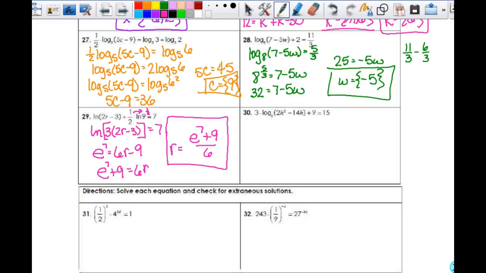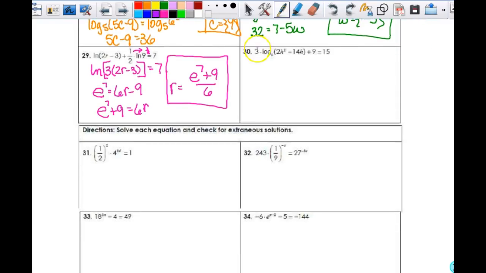Okay, so on 30, if I start by just using my exponent rule for logs, I can totally make this exponent come up here and have this to the 3rd. I would really rather not take that to the 3rd power, so maybe I won't have to. So I'm going to just leave it there for a minute. So I have 3 times the log base 6 of 2h squared minus 14h equals, I'm going to subtract that 9 over there, I get a 6. So now if I just divide both sides by 3, I get log base 6 of 2h squared minus 14h equals 2.